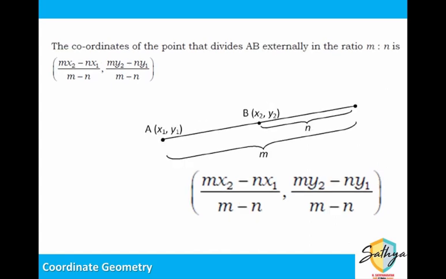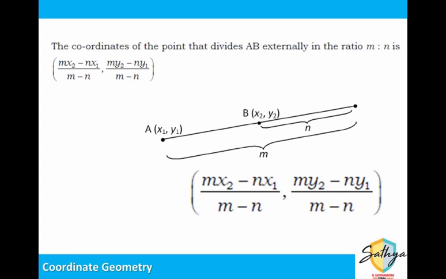Now, we can have a point beyond the line. The line is AB and the point is given on the extreme right. It is dividing AB from outside. So from A to the point, the length is M, and B to the point, the length is N. Then, in this case, the coordinates of this point, which is outside, is given by (mx2 - nx1)/(m - n) and (my2 - ny1)/(m - n).